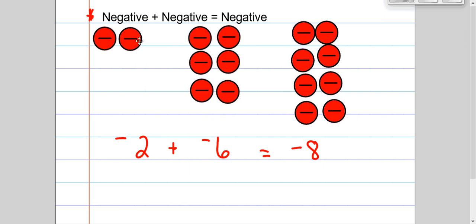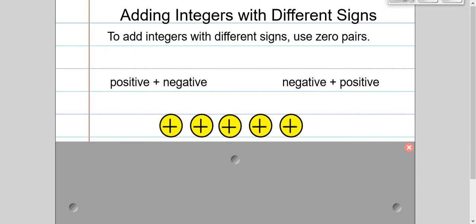So that's what happens when you have two of the same signs, either a negative plus negative or a positive plus positive. Here's what you're going to end up with. Your situations will look like this. However, what happens is slightly different when you're adding integers with two different signs. So sometimes you may have a positive plus a negative, or you may have a negative plus a positive.